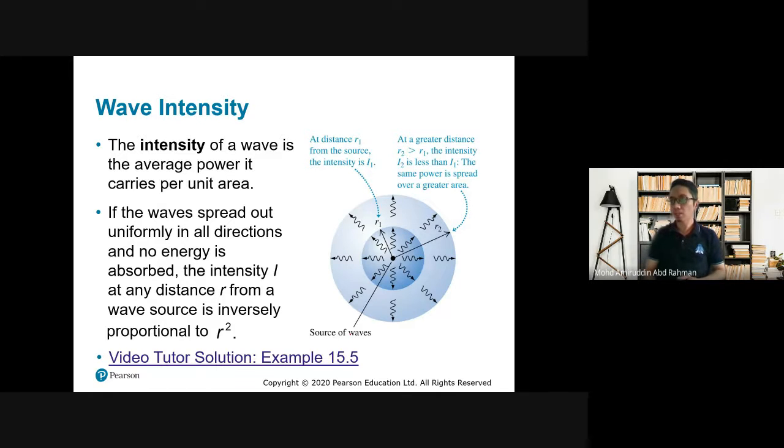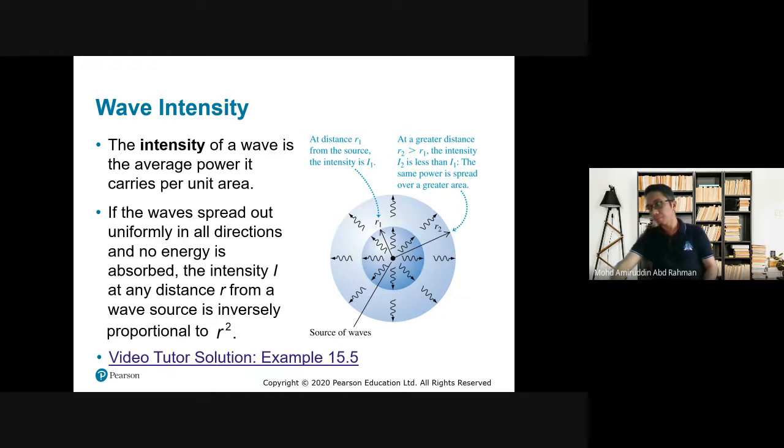And we also have the wave intensity, where the intensity of the wave is the average power it carries per unit area. If the wave spreads out uniformly in all directions and no energy is absorbed, the intensity at any distance r from a wave source is inversely proportional to r squared. So that's the wave intensity.